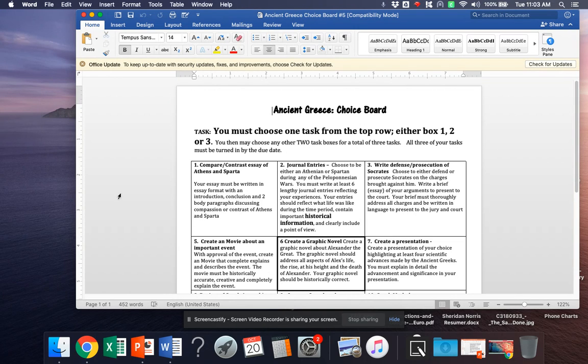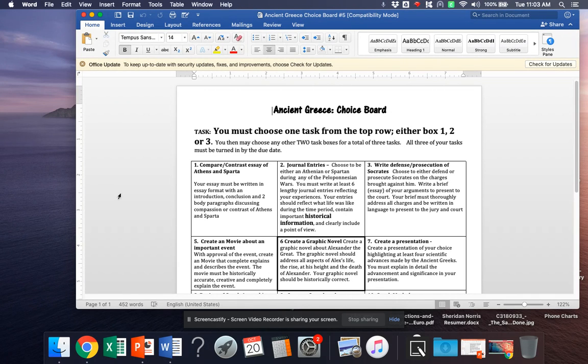And for that, he gets convicted and sentenced to death, and then he drinks hemlock and dies. So you can either prosecute Socrates or defend Socrates. This needs to be written like you're talking to a jury and a judge. So that part should be included.